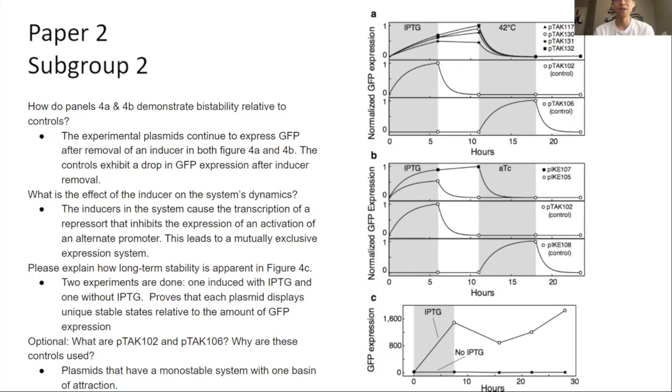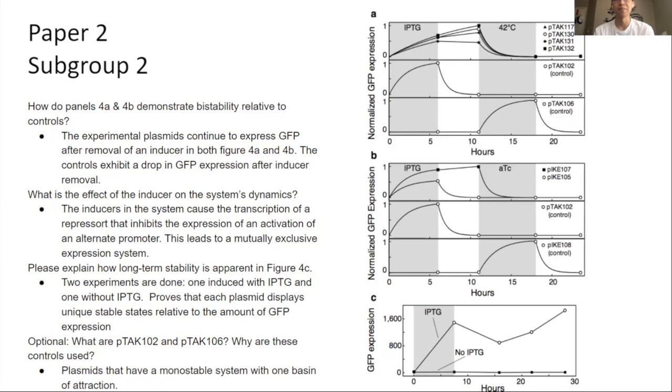These systems can be altered through external stimuli such as IPTG or heat. But as soon as these external factors are gone, the system will tend to go back to its singular stable steady state, which in this case is low GFP expression. These are used as controls to demonstrate the difference between monostable and bistable steady states.